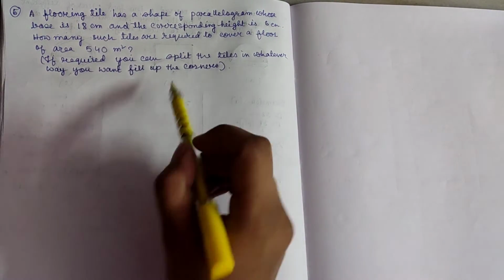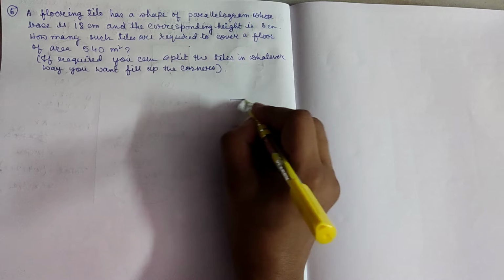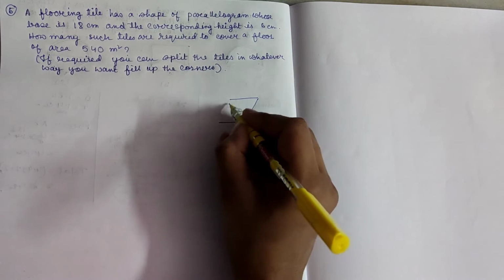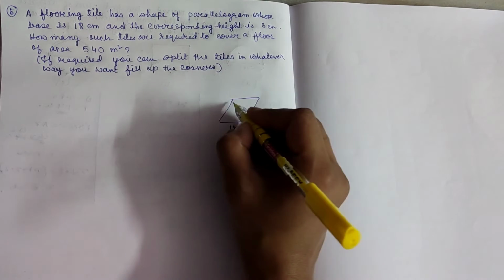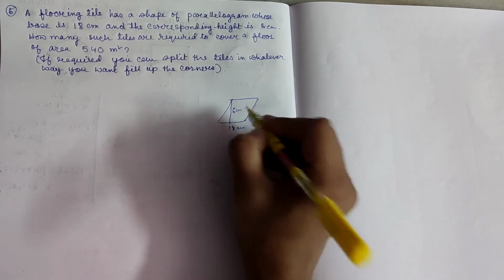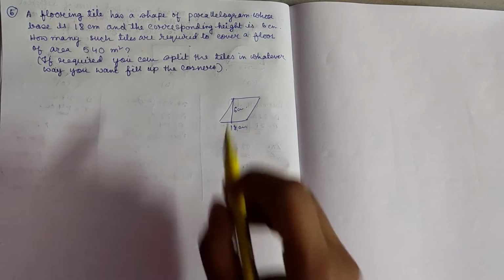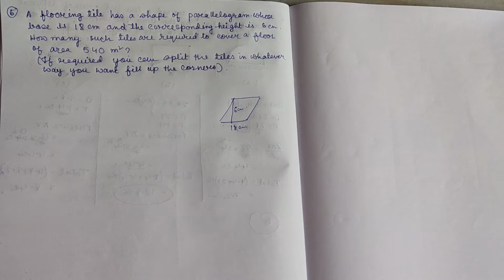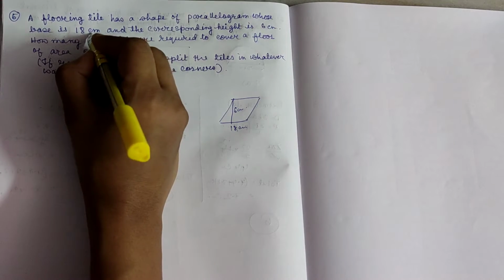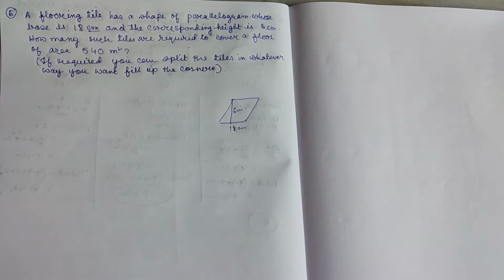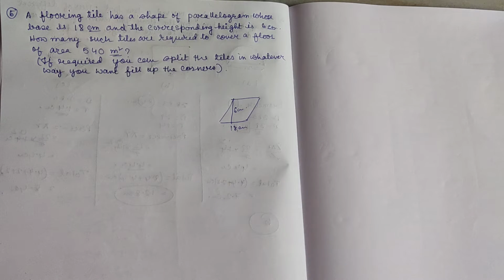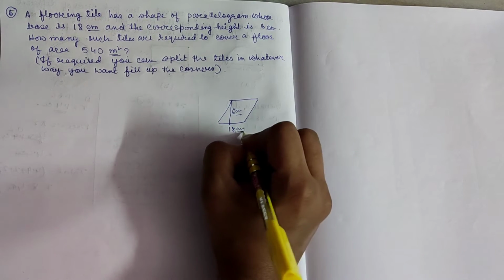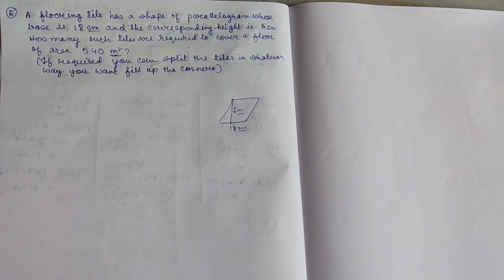Number 5. A flooring tile has a shape of parallelogram whose base is 18 centimeter, corresponding height is 6 centimeter. How many such tiles are required to cover a floor of area 540 square meter? One thing to notice, the measurements of the tiles are given in centimeter, whereas the area is given in meter. So I'm converting this centimeter into meter because my unit should be the same.